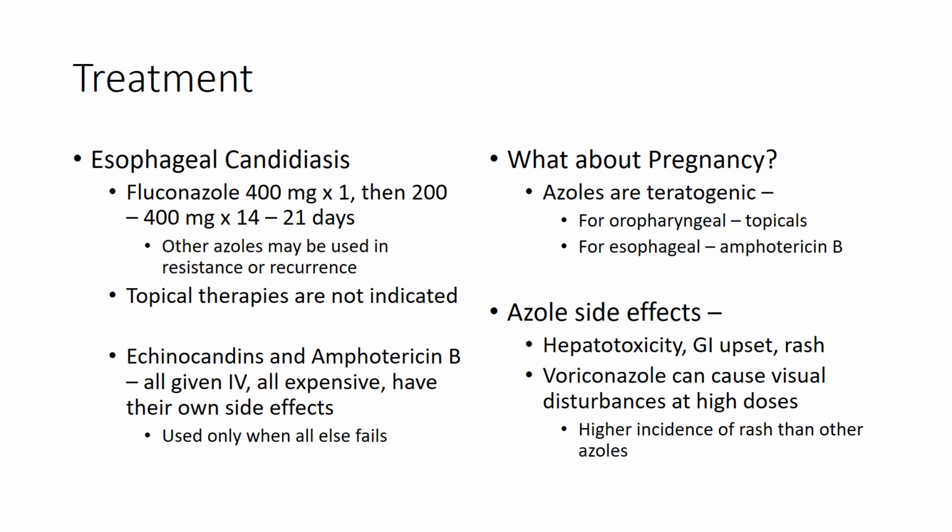Other azoles can be used in the instances of resistance or recurrence, and in this case, because this is not in the mouth, there is no need or no indication for topical therapies. Echinocandins and amphotericin B can be given as alternatives, but they are all given IV and are pretty expensive, and they do have their own side effects, so they're usually used only when all else fails. The one time that might not be the case is during pregnancy. The azoles are teratogenic, so for the oropharyngeal, you can use the topicals, but for esophageal, you'd have to switch to amphotericin B. Azole side effects include hepatotoxicity, GI upset, and rash.